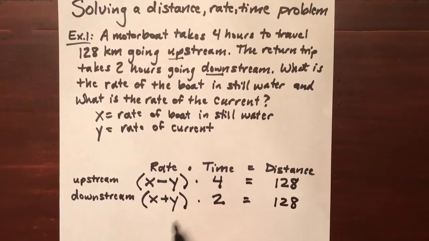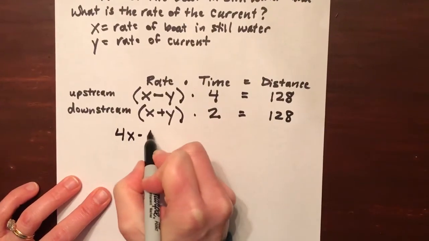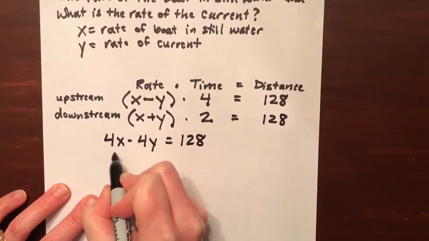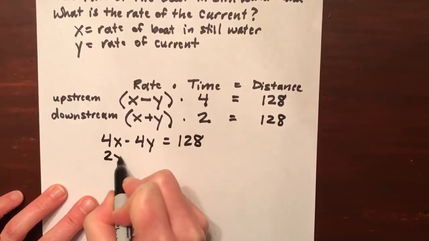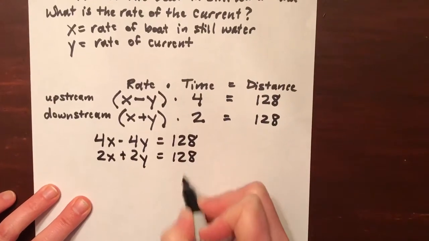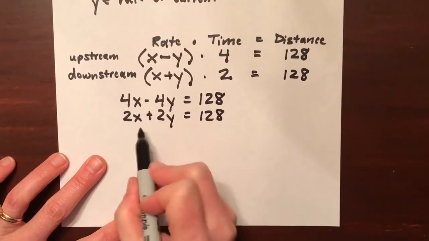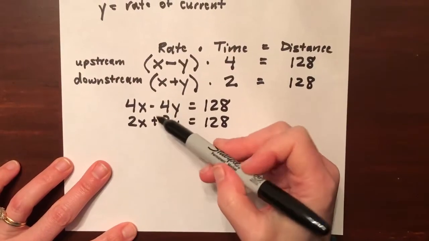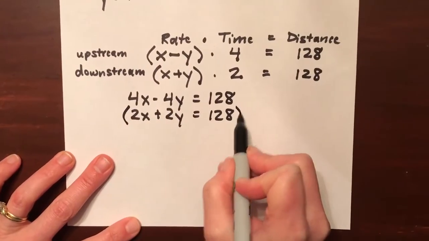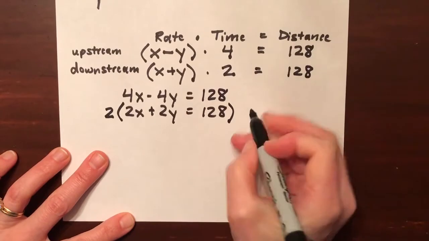We can multiply, and then we've got equals 128. So let's go ahead and distribute and have our two equations. We've got 4x minus 4y equals 128. And our second equation is 2x plus 2y equals 128. All right, so I'd like to be able to eliminate either x's or y's. I notice that the y's have opposite signs, and so if I simply multiply everything in that second equation by 2, then the y's will cancel out.